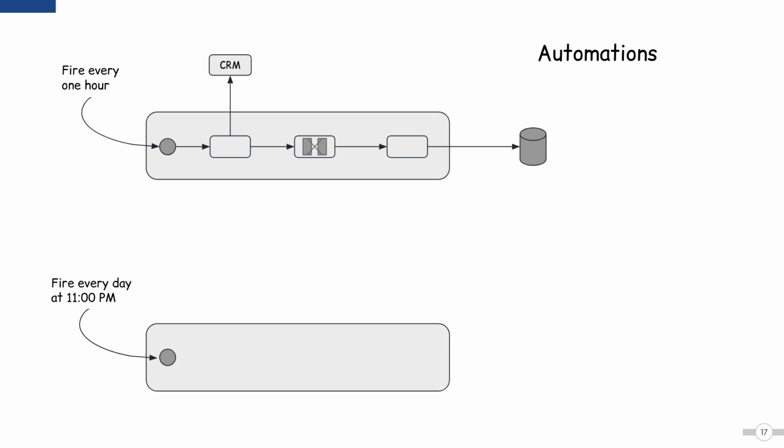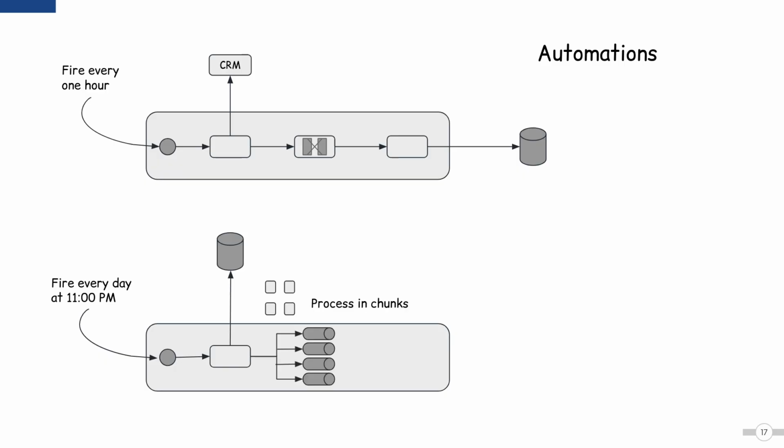Maybe another automation could be doing your process every day at 11 p.m. So this is just a once-a-day kind of automation. The previous one was a once-an-hour kind of automation. So this once-a-day process, for example, could be fetching some data from databases. And let's say this is a batch process.